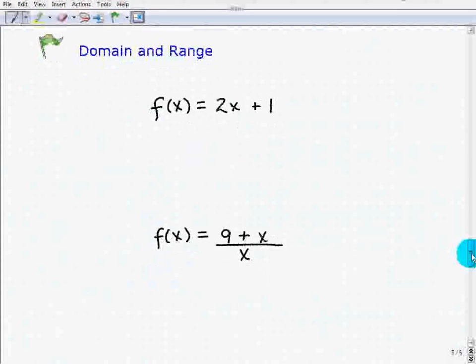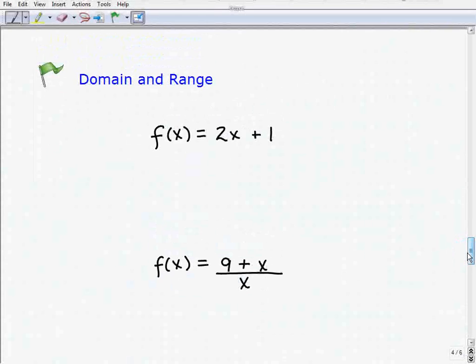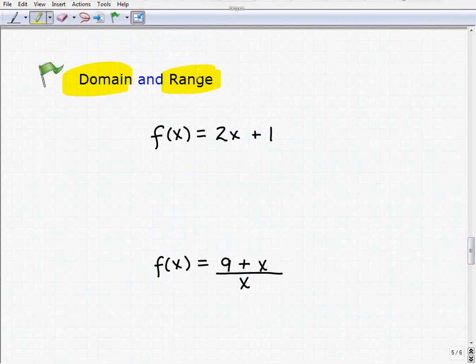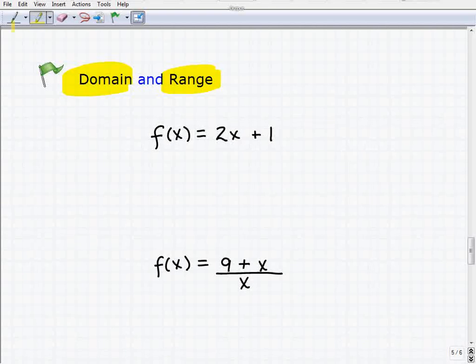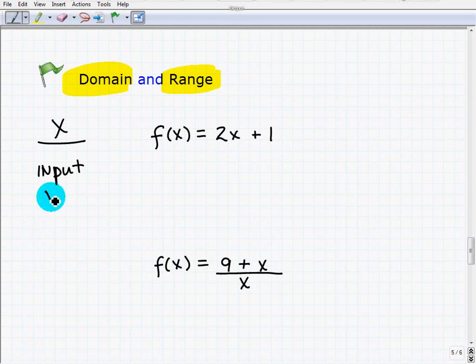Let's take a look at these concepts here, domain and range. Very important when we talk about functions. The domain is everything you're allowed to put in. So all your input numbers, input values, let's say it that way. Everything that you can plug into the function without the function blowing up. Now what do I mean by that?